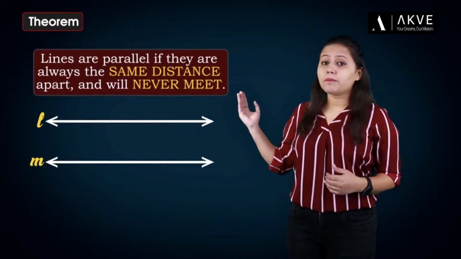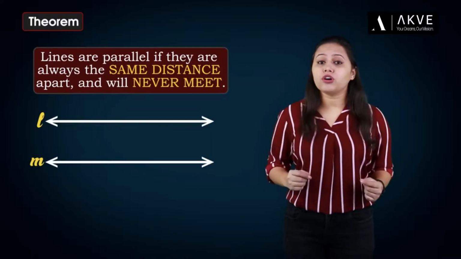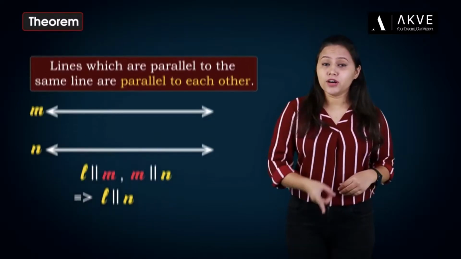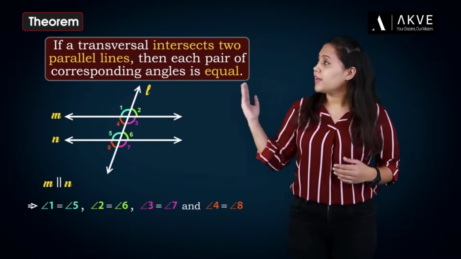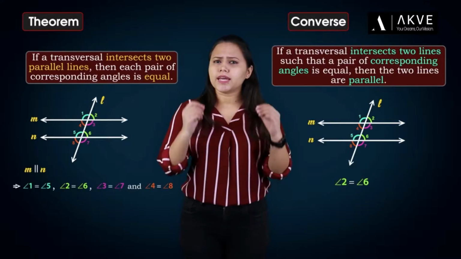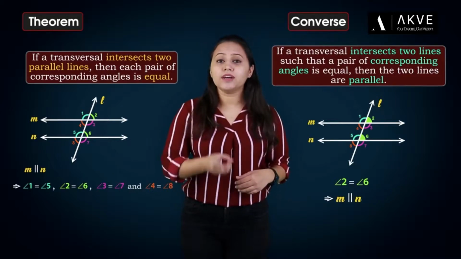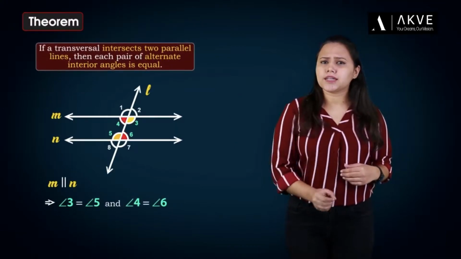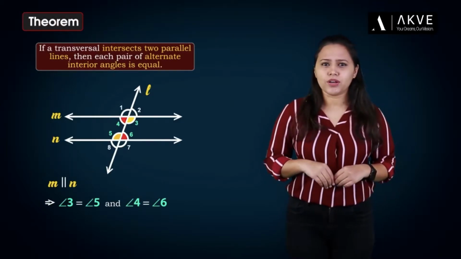We saw that lines are parallel if they are always the same distance apart and will never meet. We also saw that lines which are parallel to the same line are parallel to each other. Moreover, we learned that if a transversal intersects two parallel lines, then each pair of corresponding angles is equal. Conversely, if a transversal intersects two lines such that a pair of corresponding angles is equal, then the two lines are parallel. Also, if a transversal intersects two parallel lines, then each pair of alternate interior angles is equal.